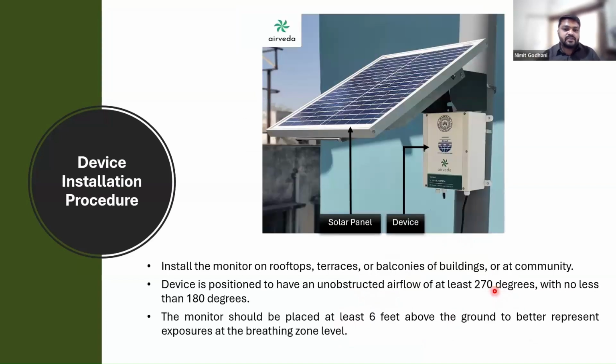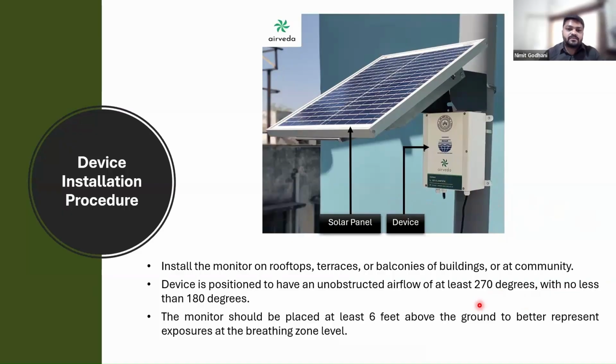This is the installation of the device in the field. We are installing the devices on the rooftops of buildings, terraces, balconies, or community centers. You can see we mounted the sensor on a pole, and there is unobstructed airflow, so you can easily measure the true ambient air pollution level with this local sensor. There should be at least 270 degrees of unobstructed airflow. If it does not meet this criterion, it should be not less than 180 degrees.